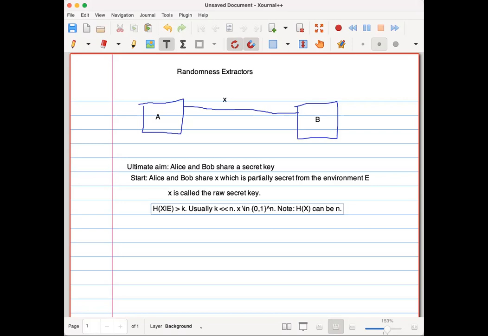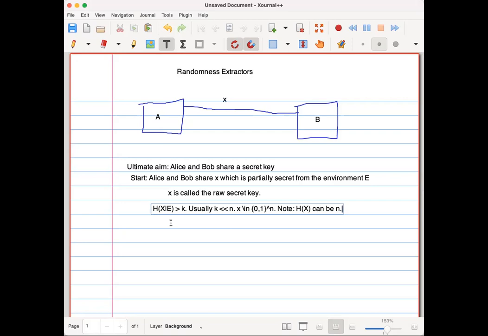This is the right condition for us, that Alice and Bob share something which is partially secret from the environment. So you have to condition on the environment's knowledge. That is why it is a conditional entropy. Conditioning on the environment, the amount of randomness which remains in X after conditioning on the knowledge of the environment is at least something. So there is some secrecy. The extreme would be that this is zero.